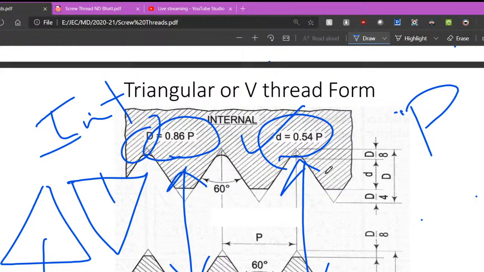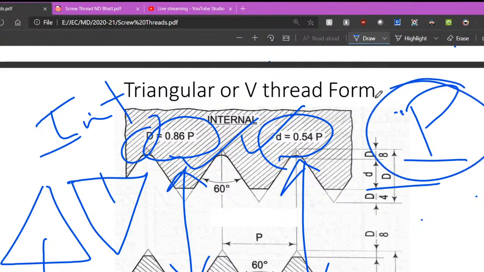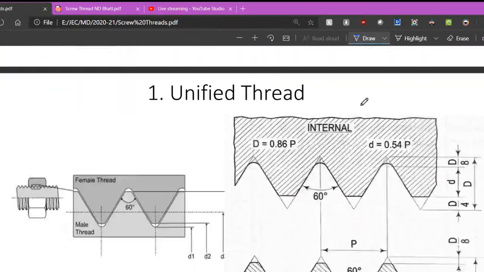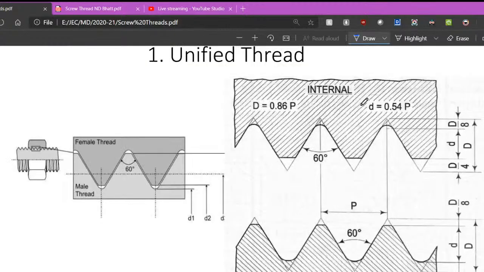So small d is the actual depth and capital D is the theoretical diameter. Your question arises, sir, if this is the formula we have to use for the depth, so what is P, how to get P? So I will show you how to get P. Come to this slide.